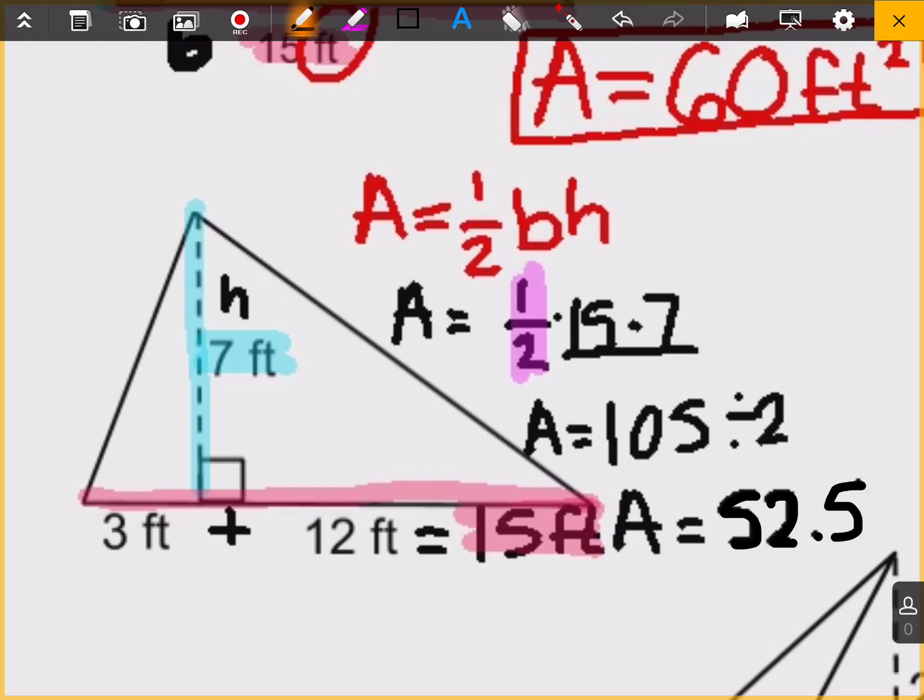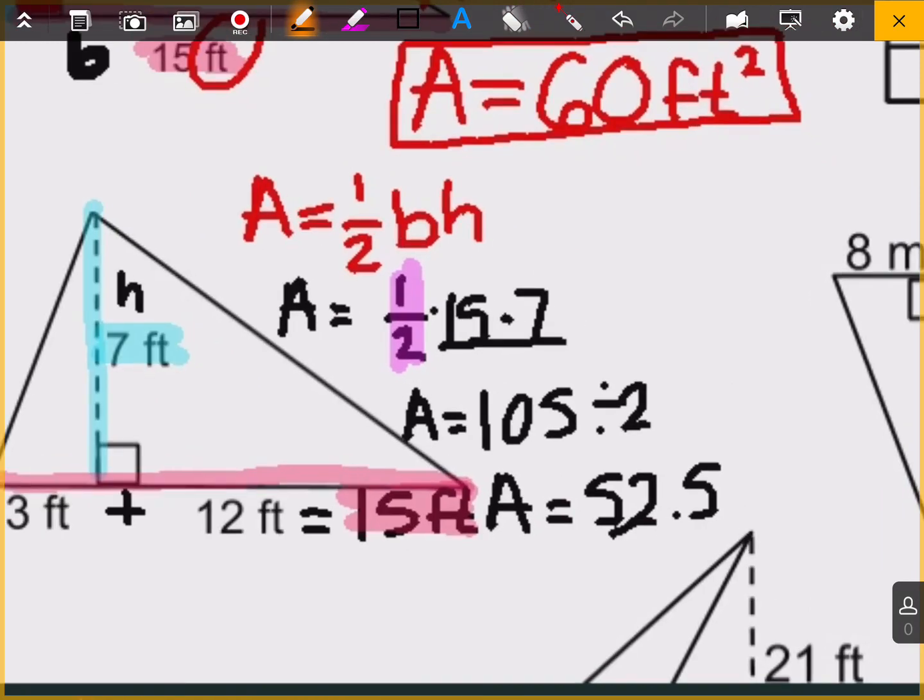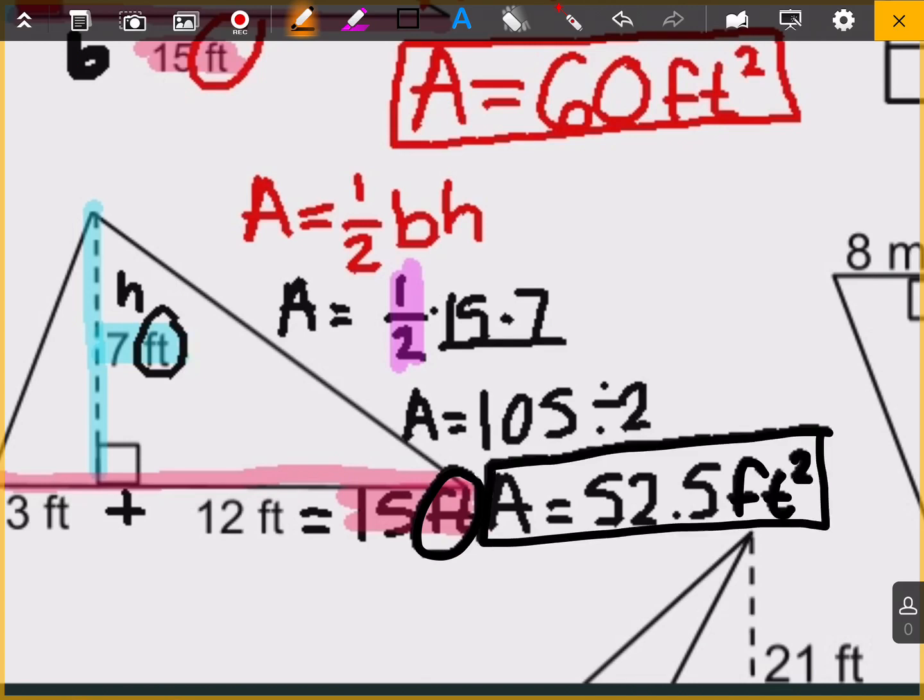Again, make sure you look at your measurements here and make sure you're writing them in with your answers, otherwise it is incorrect. So we measured in feet and we multiplied technically 2 values of feet together. So feet squared would be our answer.